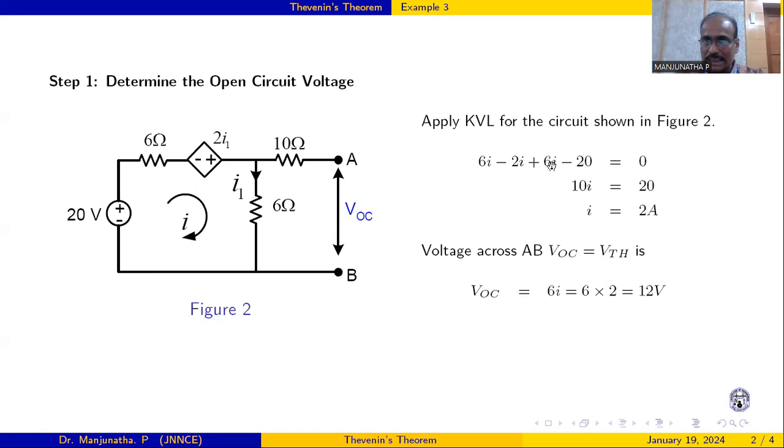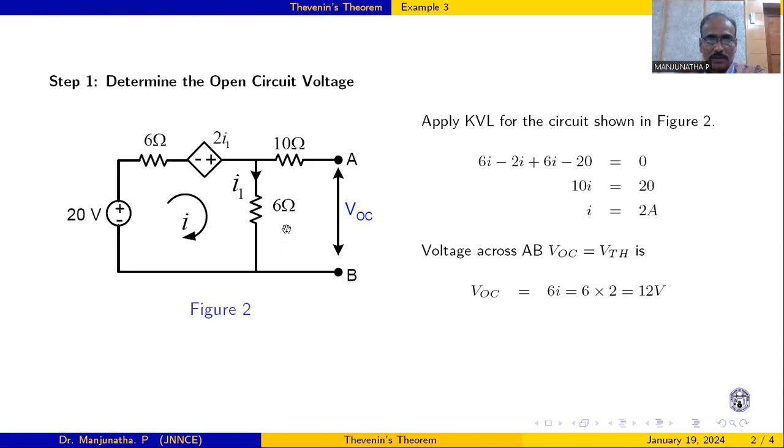And 6I, okay. Because this is 6I and minus 2I, we can make it 10I minus 20 when we take it. So 10I equals 20, I is equal to 2 ampere. I is nothing but I1. Then voltage across this is VOC, simply 6 into I1 or 6 into I, it is 12 volts. So we determined the voltage across these 2 points. So VAB is also equal to VOC, also equal to the drop across 6 ohm.